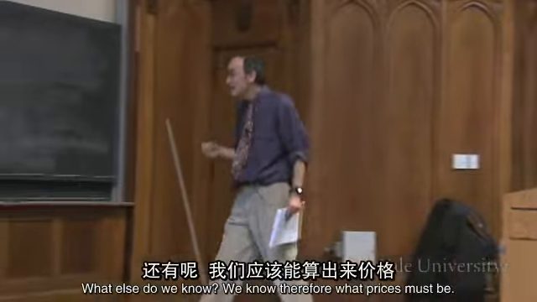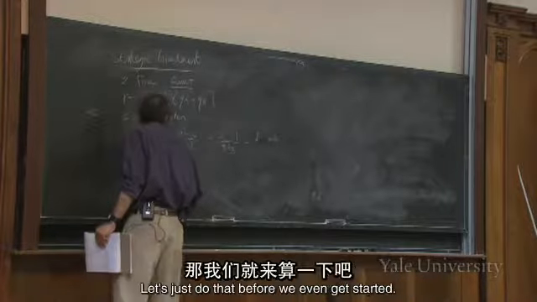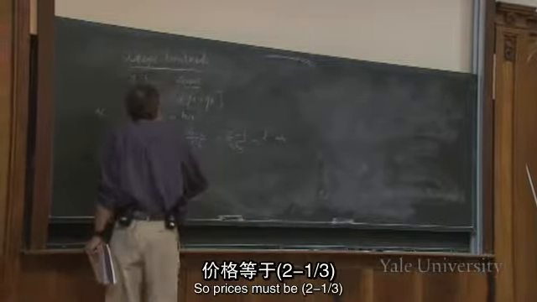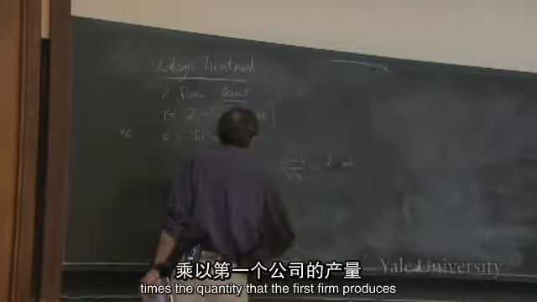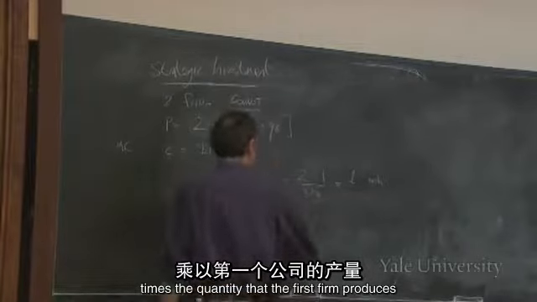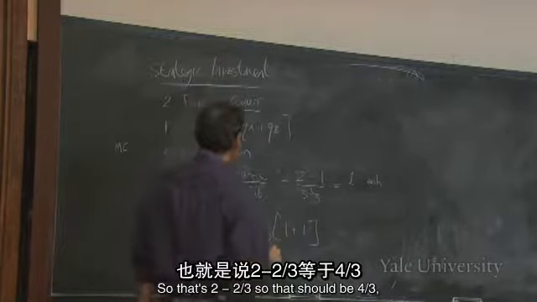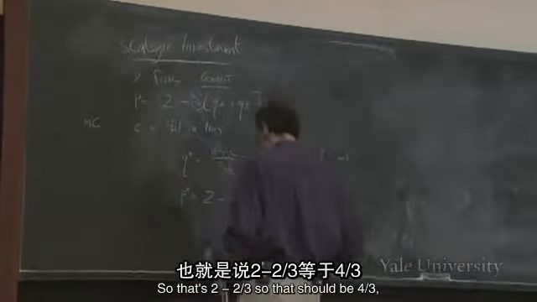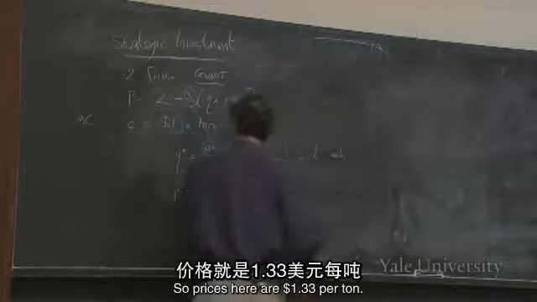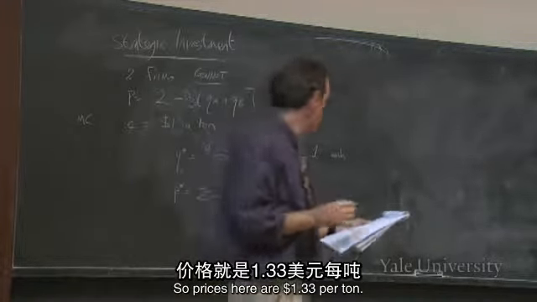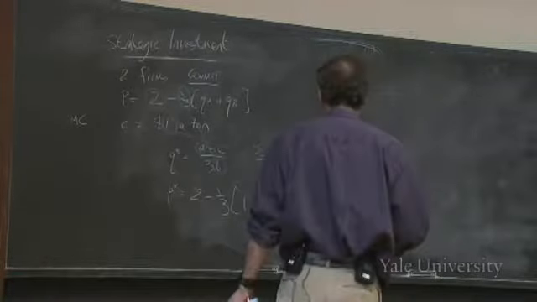All right? And what else do we know? We know, therefore, what prices must be. Let's just do that before we even get started. So prices must be 2 minus 1/3 times the quantity that the first firm produces plus the quantity that the second firm produces. So that's 2 minus 2/3. So that should be 4/3, if I've got that right, or 1 1/3. So prices here are $1.33 per ton.